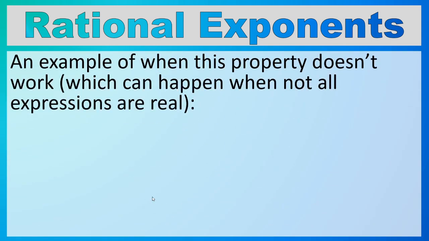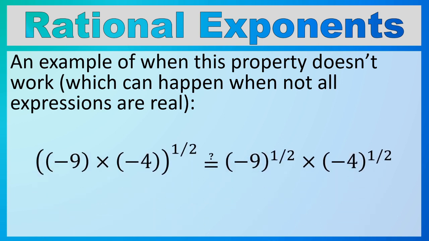I just want to show that this property does not work all the time when some of the expressions are not real. For example, is -9 times -4, and that to the 1/2 power, equal to -9 to the 1/2 power times -4 to the 1/2 power? Well, -9 times -4, that is 36. Negative times negative is positive. -9 to the 1/2 power, that's 3i, which is non-real. -4 to the 1/2 power, that's 2i, which is also non-real.